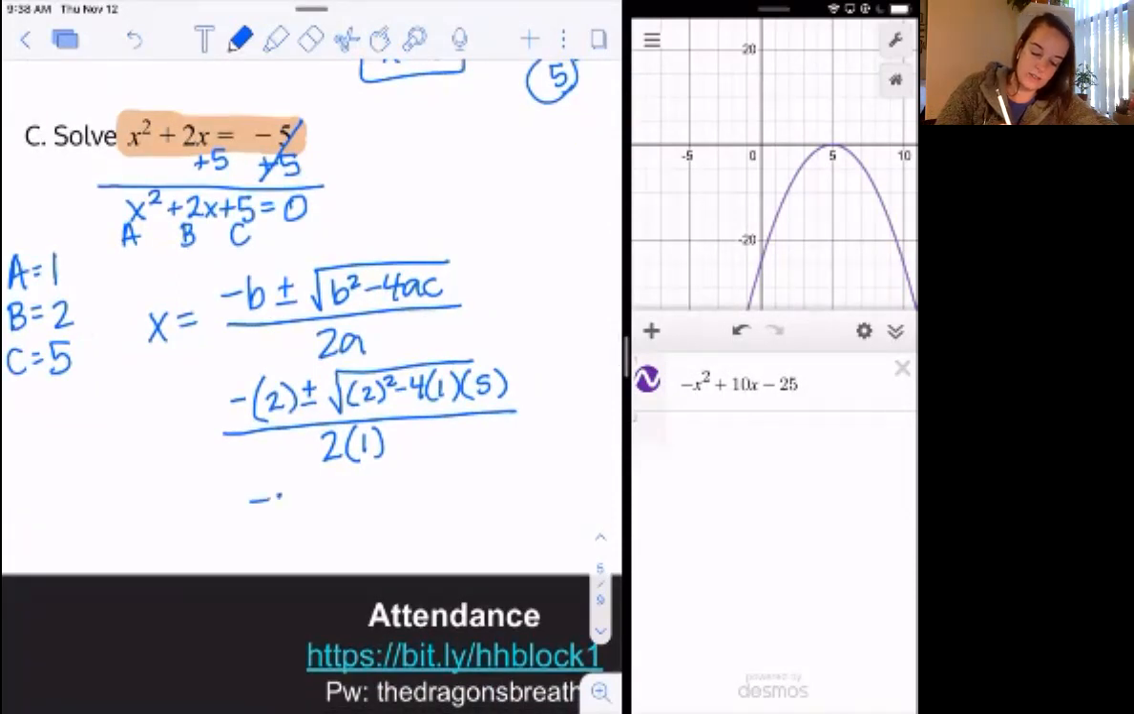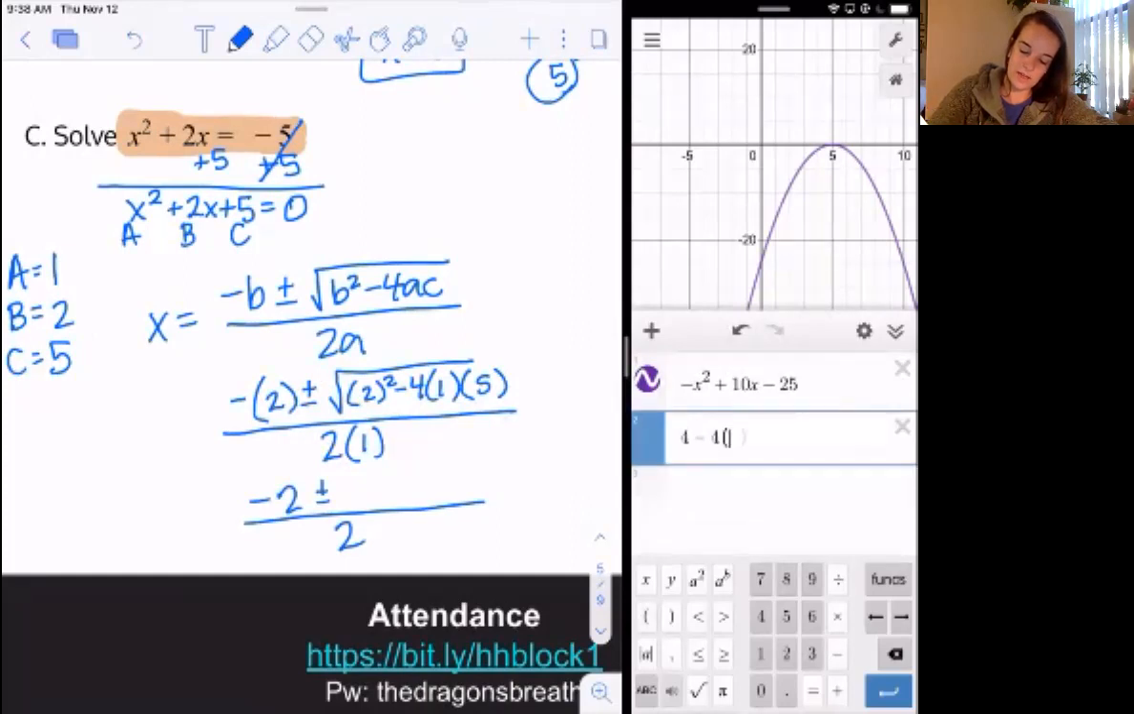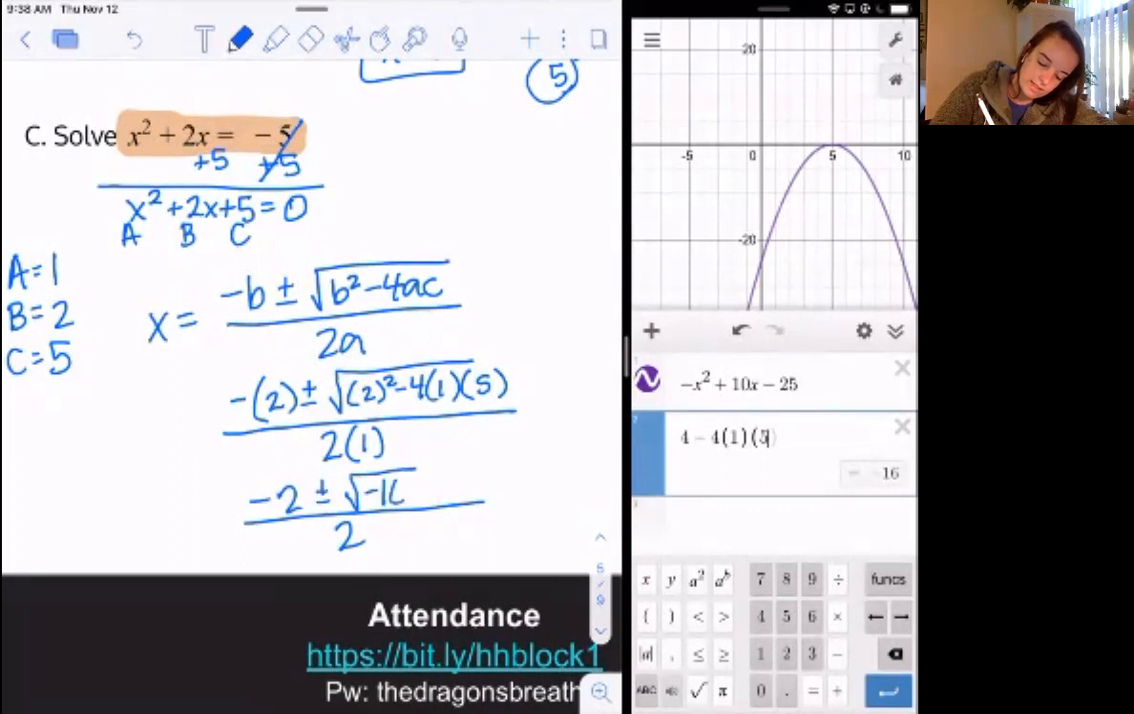All right. So I have negative 2 plus or minus the square root of 2. So I did this first zone right here, second zone right here. Now I'm going to do this part here. I get 2 squared minus 4 times 1 times 5. So 2 squared would be 4 minus 4 times 1 times 5 gives me a negative 16. Square root of negative 16.